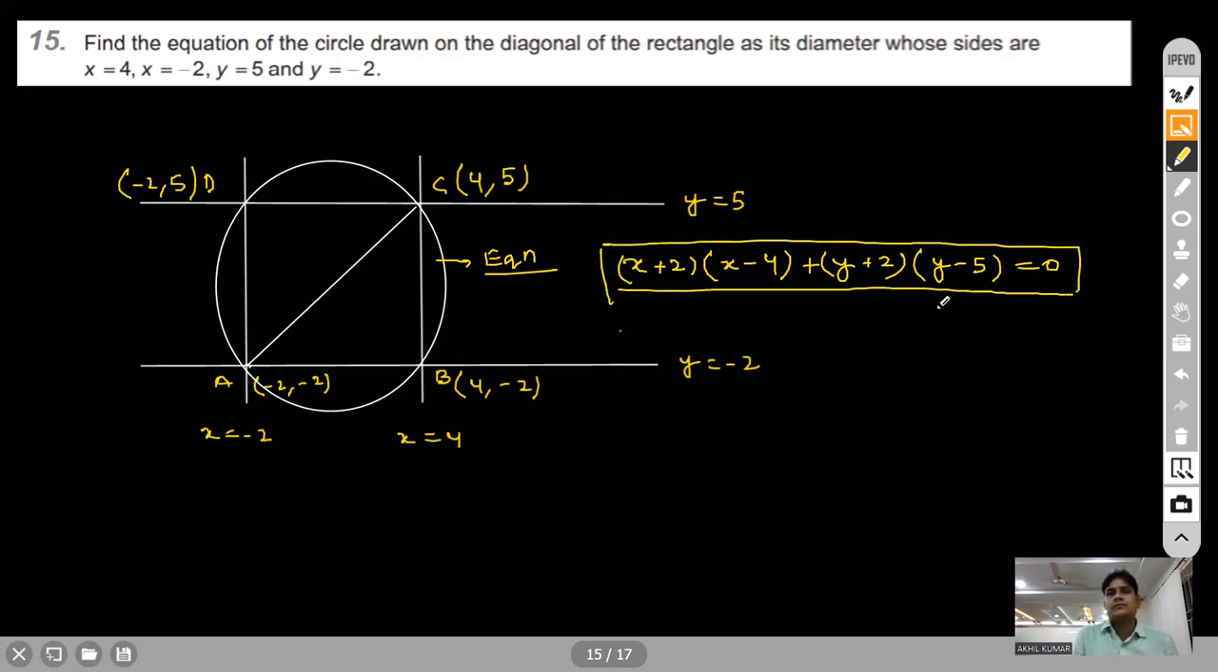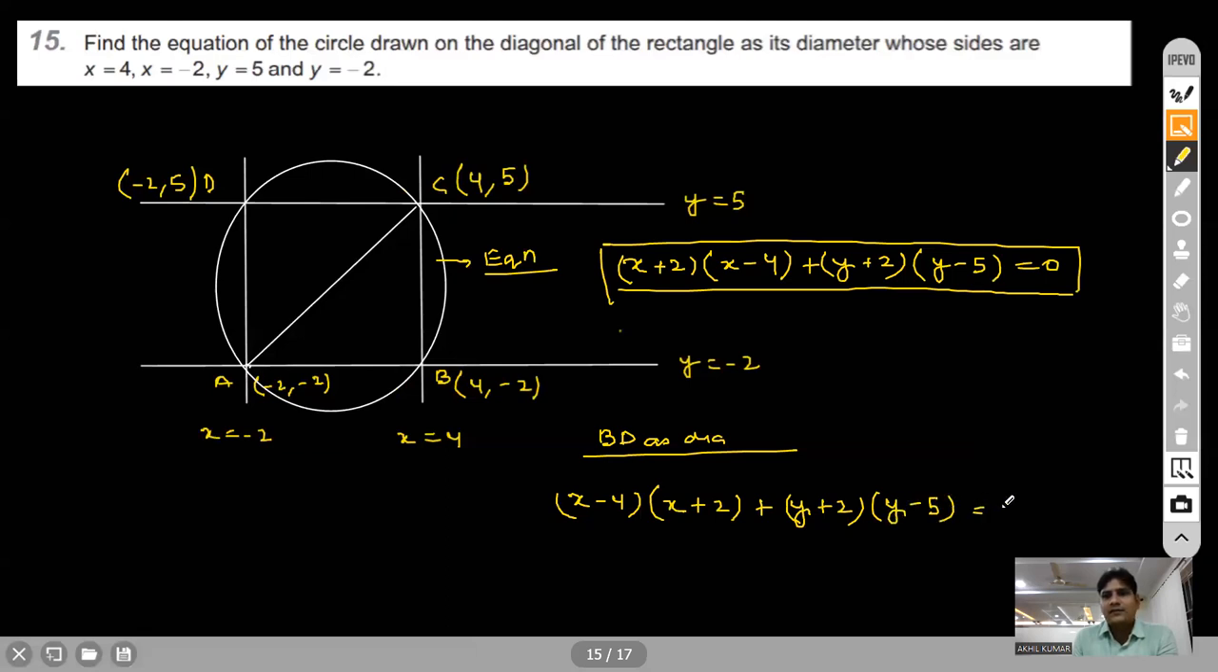Okay. Now, some people can say, I will consider this BD as the diameter. You can do that also. Considering BD as diameter, what will be the equation of the circle? The equation of circle will be x minus 4, x minus x1, x minus x2, plus y minus y1, means y plus 2, and y minus y2, y minus 5 is equal to 0.